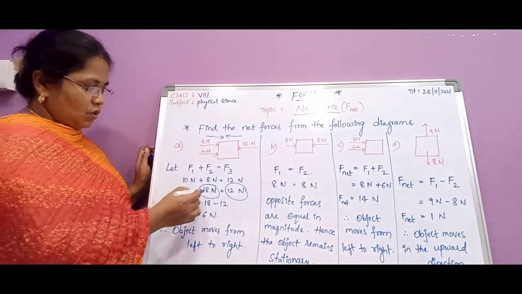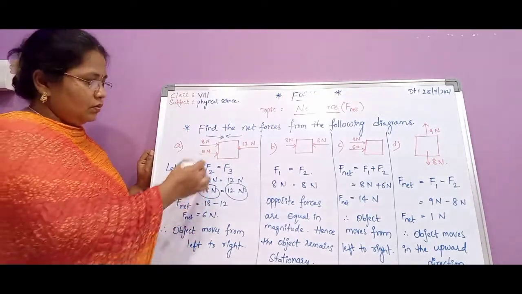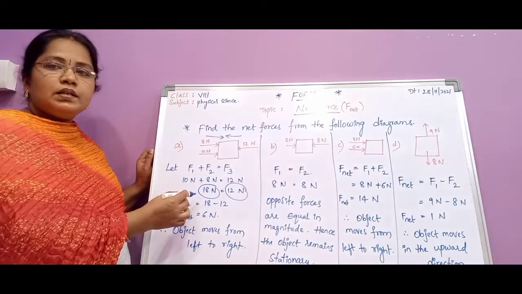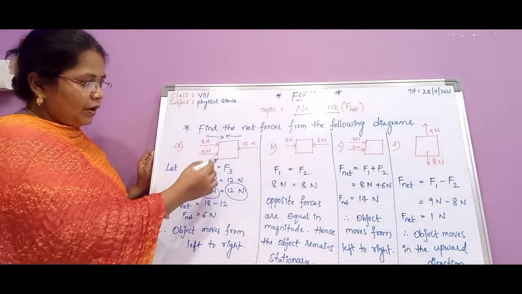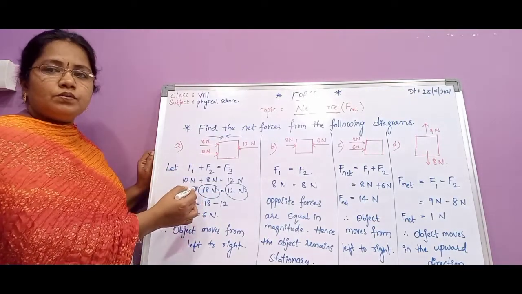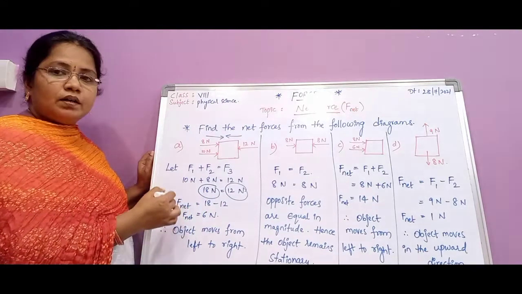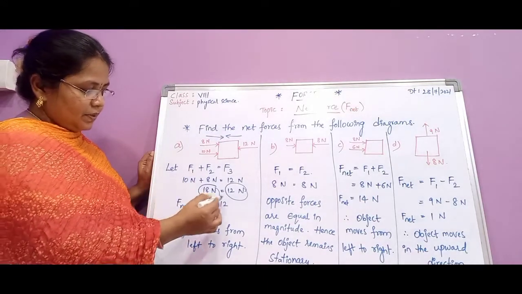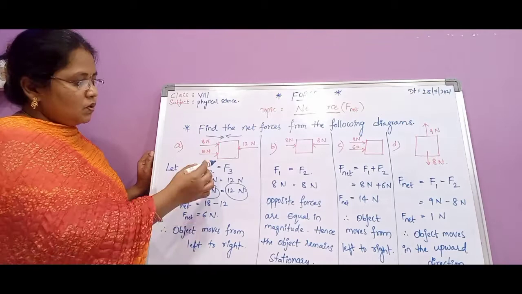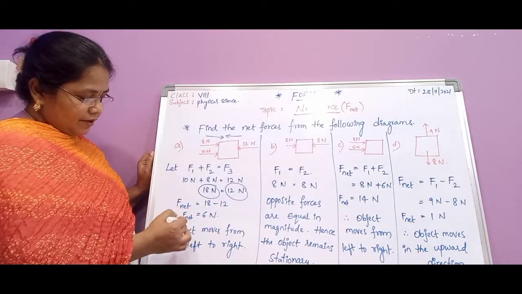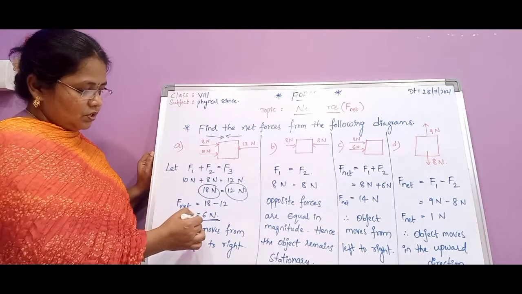Okay. Which force is more here? Which is in more magnitude? The force acting from left to right is of more magnitude. We have to subtract 12 newtons from 18 newtons to know the net force acting on this object. So F net is equal to 18 minus 12, that is equal to 6 newtons. Finally, the net force acting on this object is equal to 6 newtons.